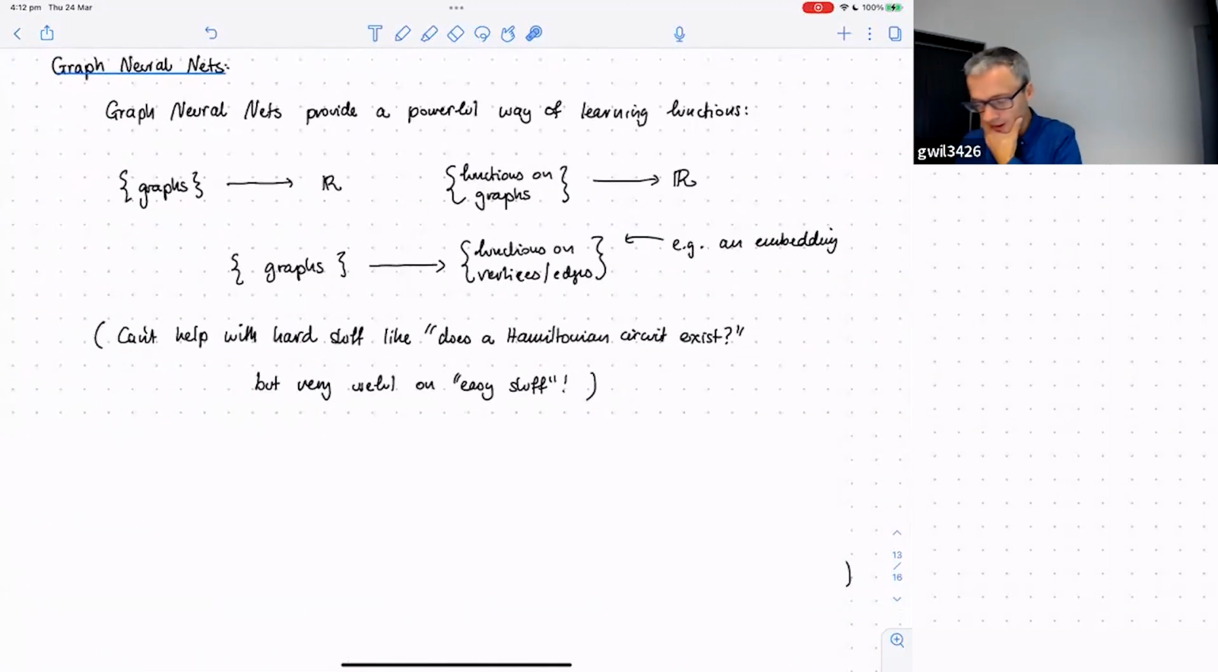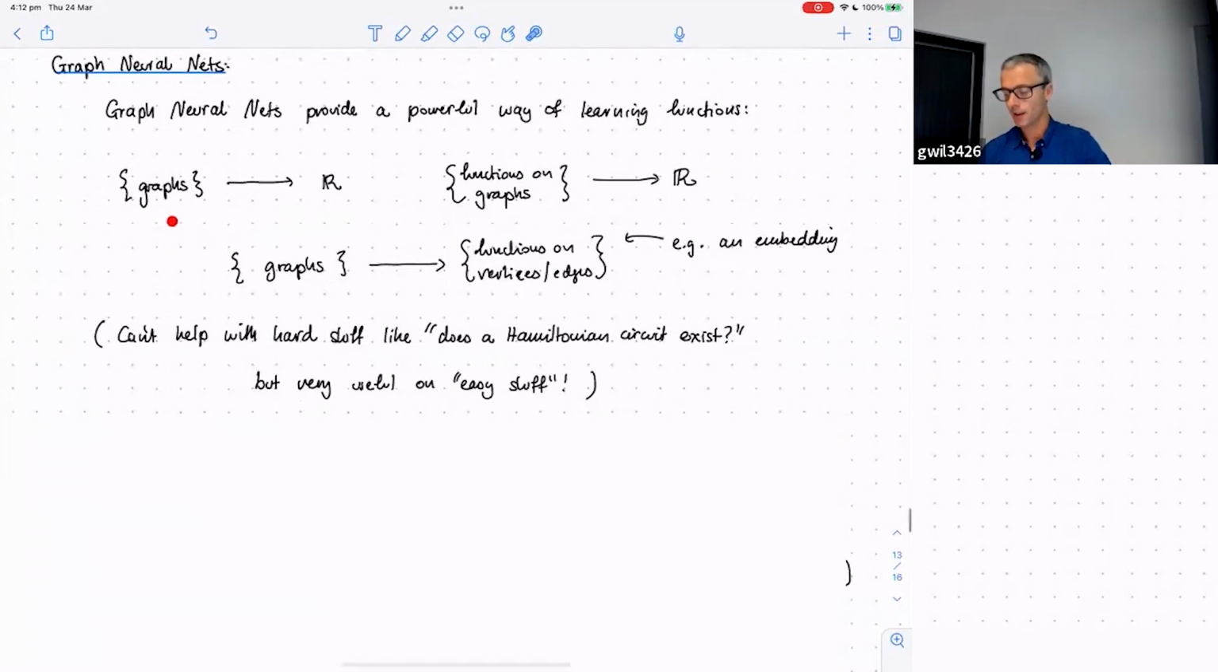So what do graph neural nets do? As an example, we might want to learn a function on graphs. An example would be a function which learns planarity: it outputs a positive number if the graph is planar, a negative number if it's not planar. That would be a prediction task on graphs. We also might want to know, for example, the Euler characteristic of the graph. That would be another example of a prediction task.